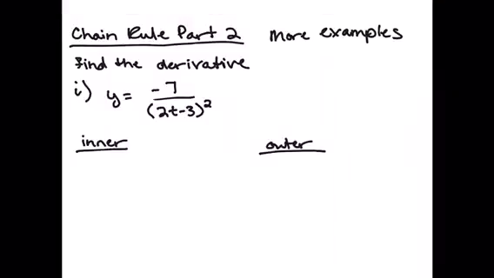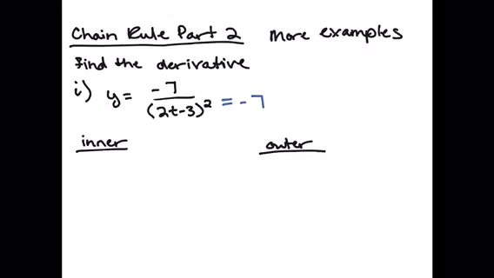This video contains more examples using the chain rule. So we're going to start with: find the derivative of y equals -7 over (2t minus 3) squared. If I did the quotient rule on this, I see that the derivative of the denominator, or my d low, would be a chain rule problem. But I also see that my d high would be 0.